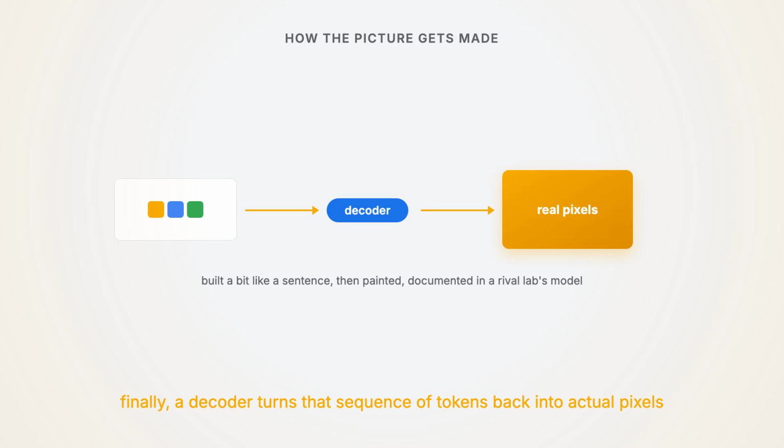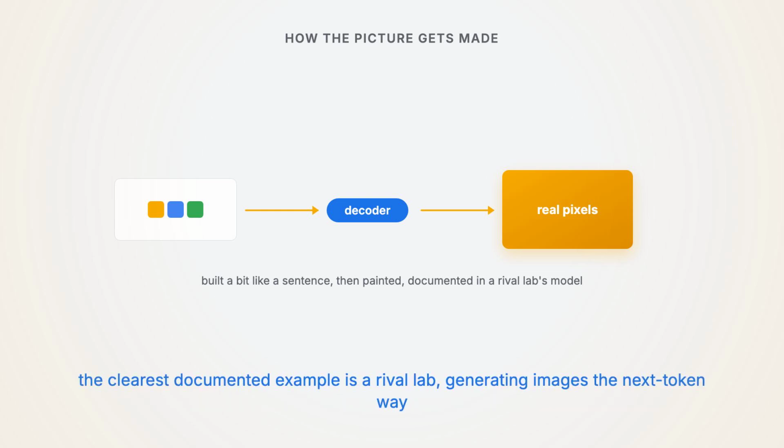The clearest publicly documented example of this pattern comes from a rival lab, which built its native image generation right into the same model that handles text, and described it as generating images autoregressively, the next token way. So the picture is built a bit like a sentence, then painted.